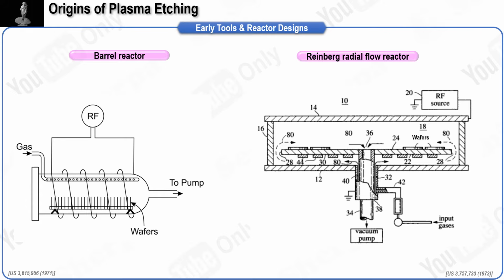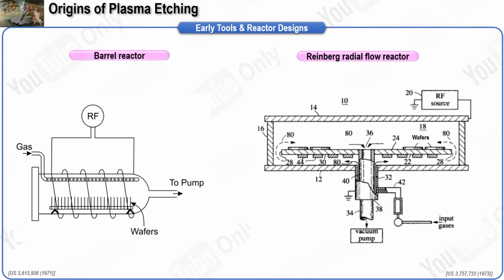The left figure shows the barrel reactor that defined those early years. Wafers sat on a quartz boat inside a quartz tube while process gas flowed through the chamber and an external coil drove the discharge. The plasma filled a large volume and the wafers were far from the sheaths, so ions were largely thermalized and neutral radicals dominated the reactions, which made the behavior essentially isotropic.